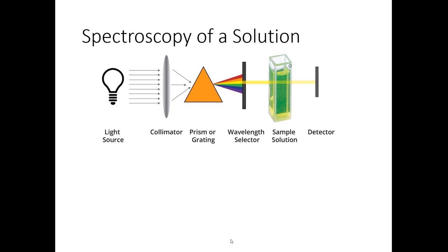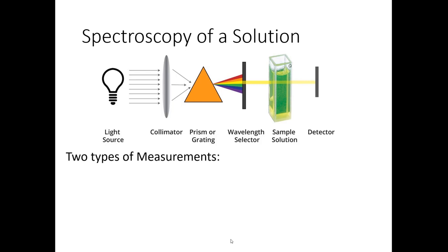So what we do now is we interpose a filter or a wavelength selector, which will allow only light of a particular wavelength to go through. And that is the light that we shine through our sample solution. And then we have a detector on the other side.